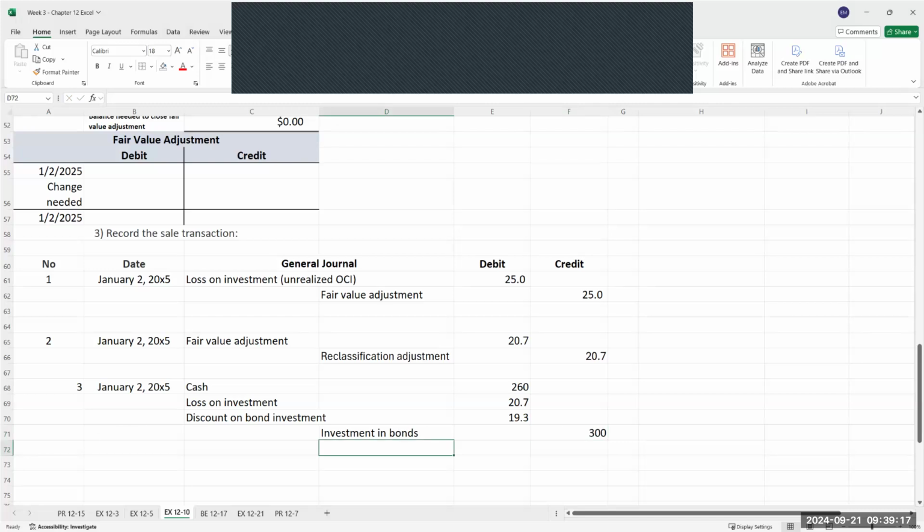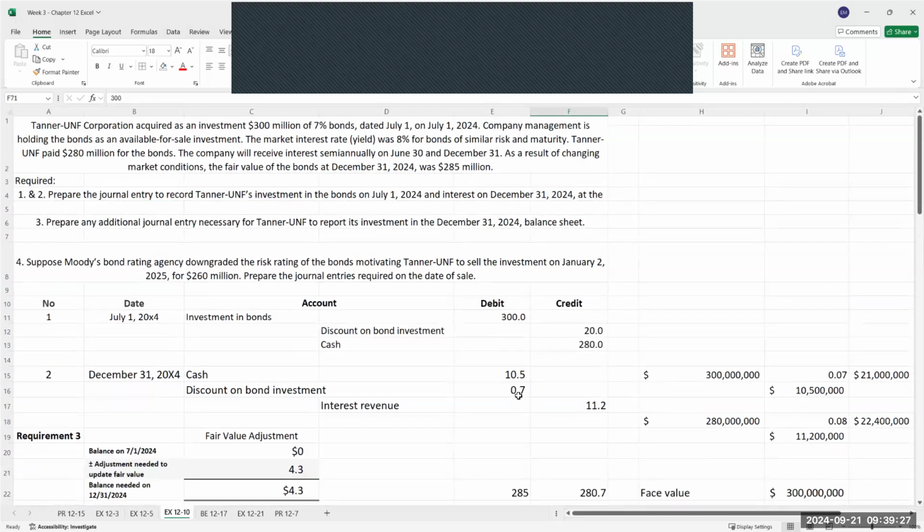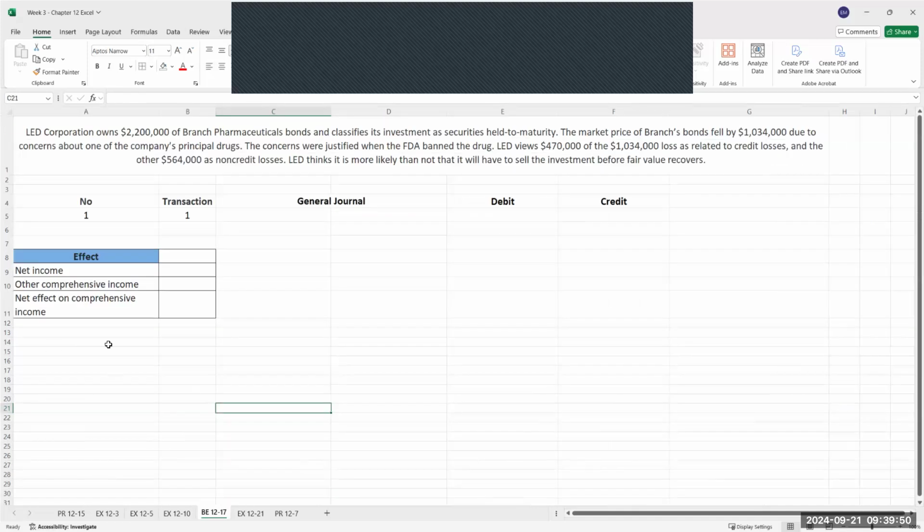All right. So again, this brings us to requirement 4. There's a lot of moving pieces with this example, right? But again, it's ultimately dependent on whether it is held to maturity. If it's held to maturity, we do not account for any changes to the fair market value. If it is trading securities, then we account for the changes to fair value in net income. And if it is available for sale, we account for any adjustments to fair value through other comprehensive income. All right. So this brings us to our next question.